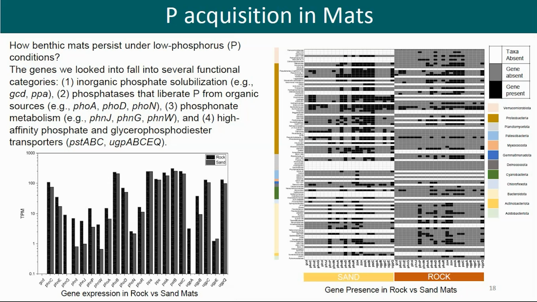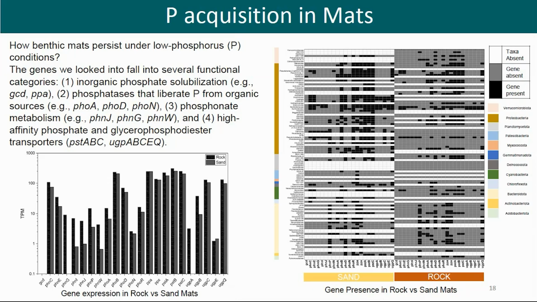So we looked into phosphatase genes and phosphonate genes, which are other organic breakdown genes. We also looked into high affinity phosphate genes, which are responsible for acquiring phosphorus in low inorganic phosphorus conditions.